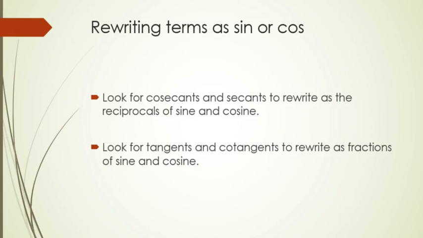Similarly, for tangent and cotangent, make sure you remember tangent is sine divided by cosine, and cotangent is cosine divided by sine. So again, those would be substitutions you perform, and then hopefully some of the sines and cosines will cancel out, or you'll find something that you can factor as a result of doing that. So the idea is that you should not see any secants, cosecants, tangents, or cotangents in your expression.